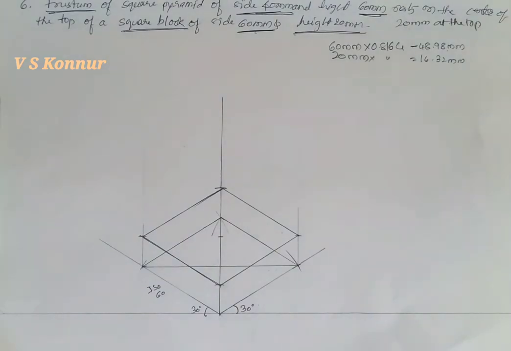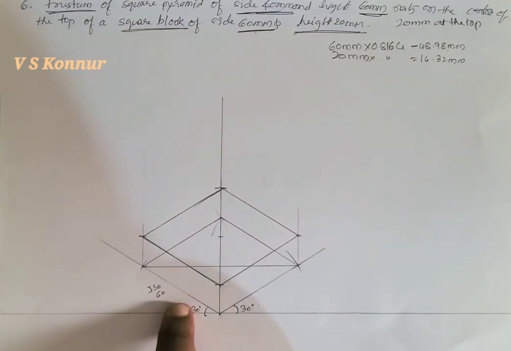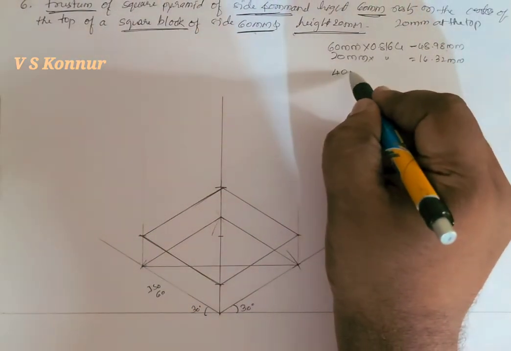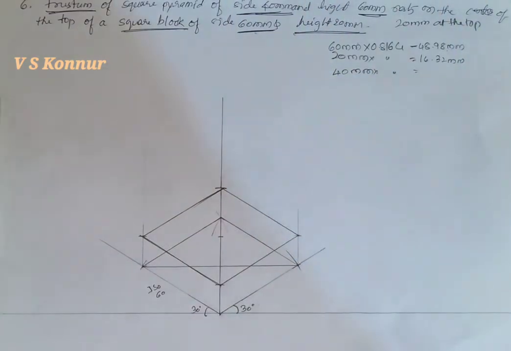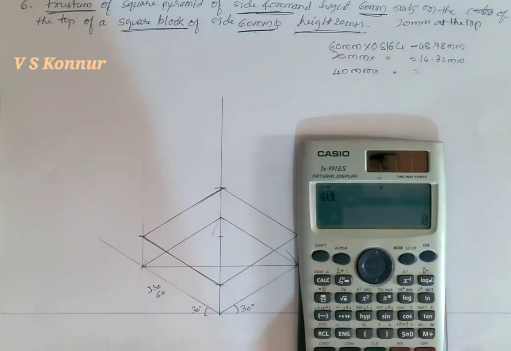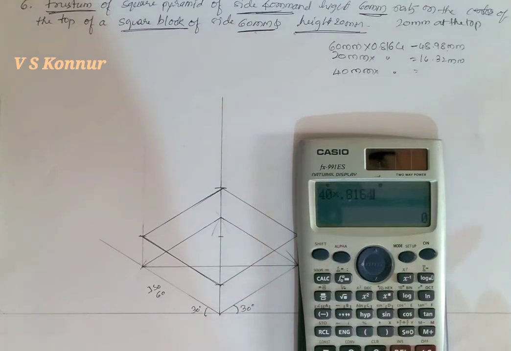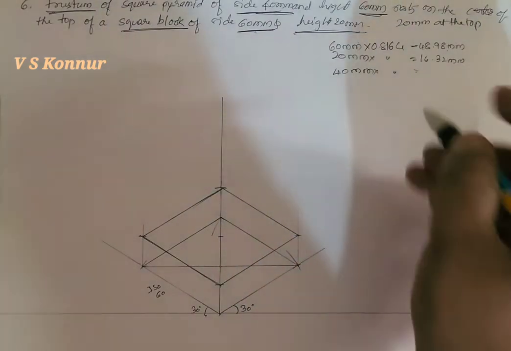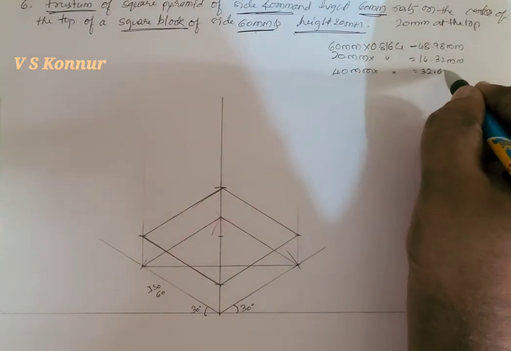Now at the top of this there is a frustum of a square pyramid, which has a 40 mm side at the bottom, 60 mm height, and a top side of 20 mm. So first we have to draw the 40 mm. The bottom is isometric 60, so we'll convert this 40 into the same. 40 into 0.8164, we will get 32.65.